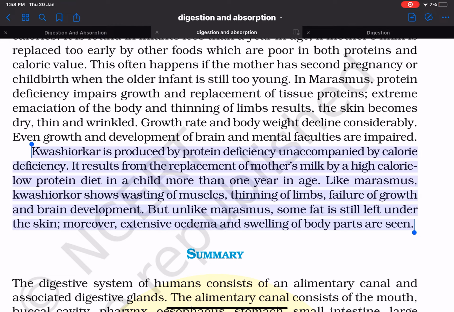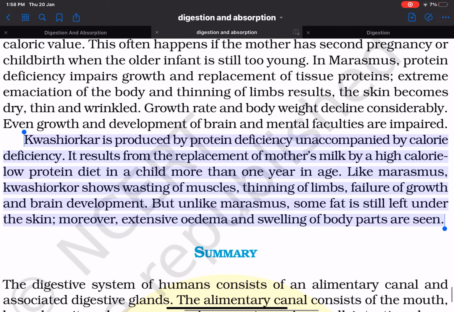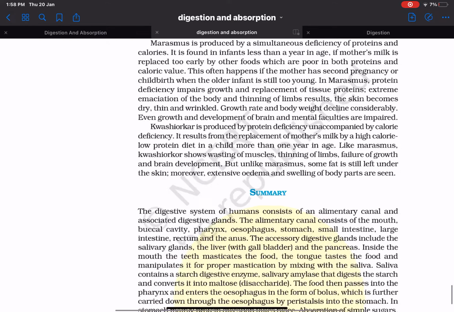Kwashiorkor is produced by protein deficiency unaccompanied by calorie deficiency. It results from the replacement of mother's milk by a high-calorie low-protein diet in a child more than 1 year in age. Like marasmus, Kwashiorkor shows wasting of muscles, thinning of limbs, failure of growth and brain development. But unlike marasmus, some fat is still left under the skin. Moreover, extensive oedema and swelling of body parts are seen.